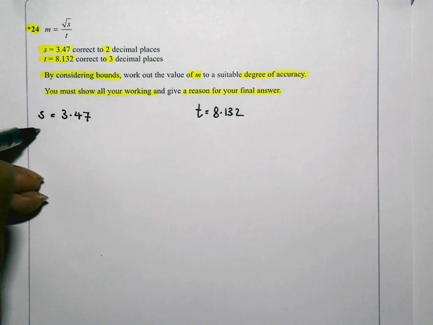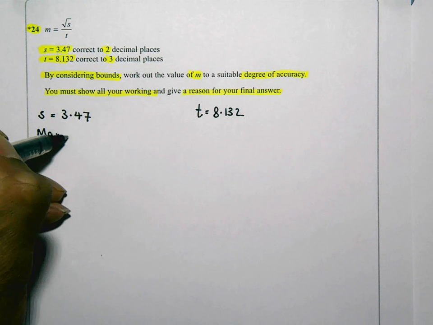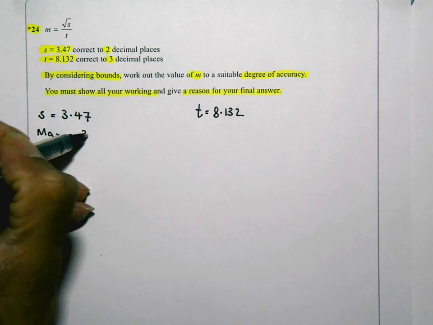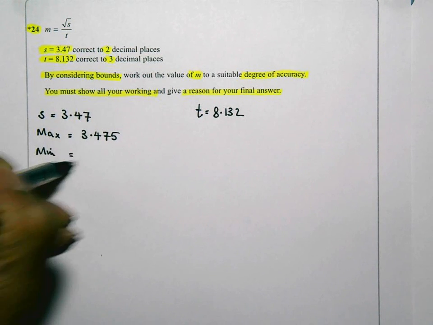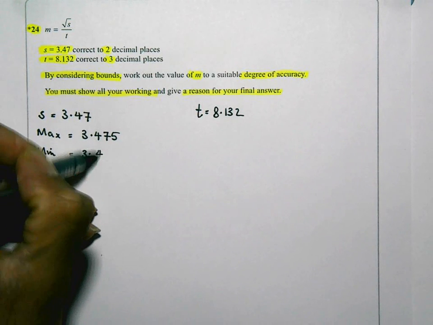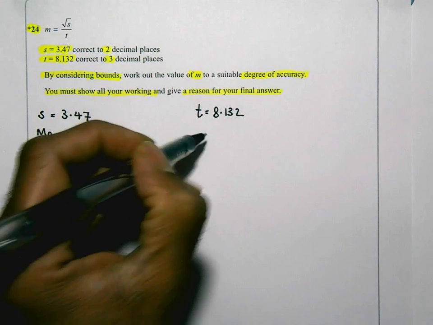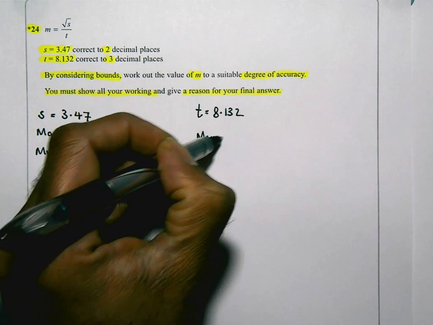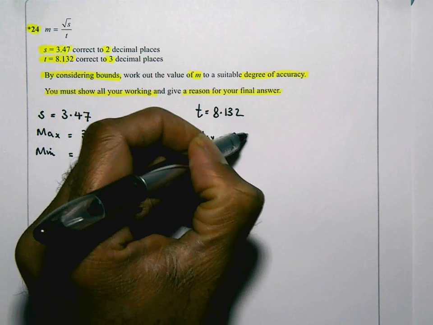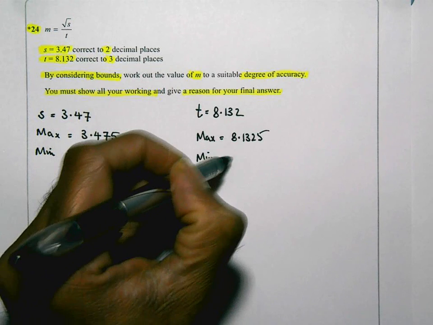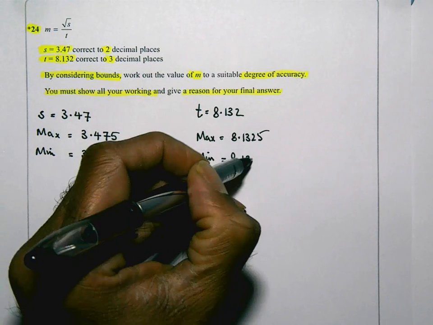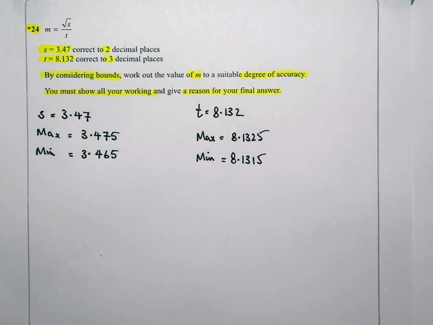So the maximum value that S could take is going to be 3.475, and the minimum value that S can take is going to be 3.465. For T, the maximum value that T could take is going to be 8.1325, and the minimum value is going to be 8.1315. Okay, so I'm already getting some marks for that, indicating the upper and lower values of S and T.